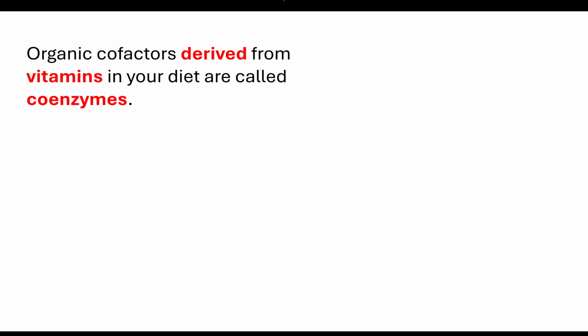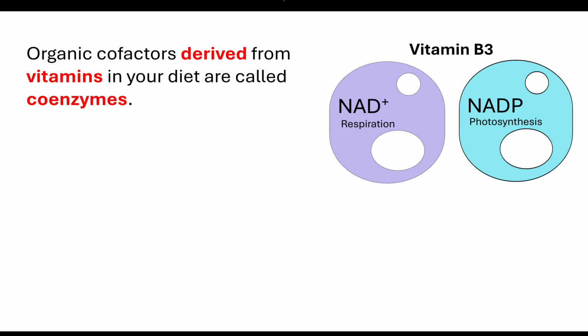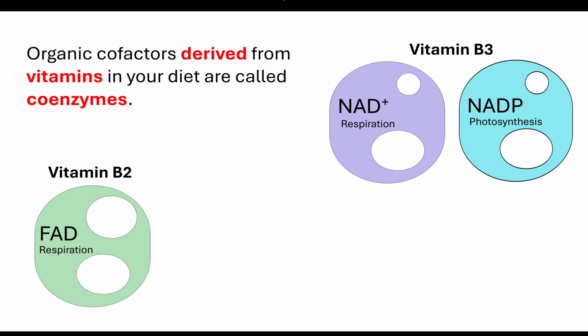So these non-protein cofactors, these non-protein helpers, are actually called coenzymes because they are organic in nature. Now, there are a few that you need to know, and you will learn more about what they do when you do Module 5, but vitamin B3 is needed in your diet so that you can take in the NAD, which is a coenzyme necessary for respiration, and NADP, which is a coenzyme that is necessary for photosynthesis. So both of these coenzymes are needed, and they are derived from vitamin B3.